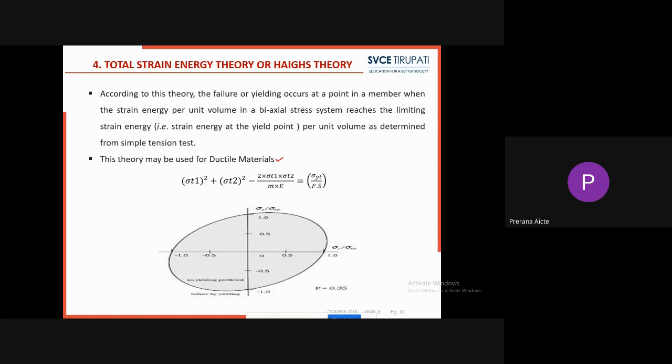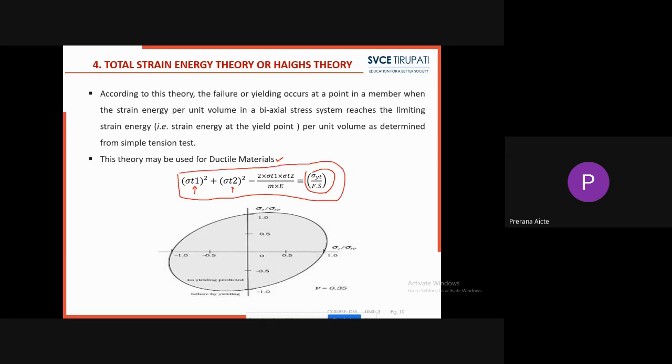Okay, now in this strain energy theory we are going to use this equation. See here, sigma T1 square plus sigma T2 square, that is maximum principal stress and minimum principal stress, minus 2 into sigma T1 into sigma T2 by m into E, is equal to sigma Yt by factor of safety. This is the basic equation we are going to use in our maximum strain energy theorem.